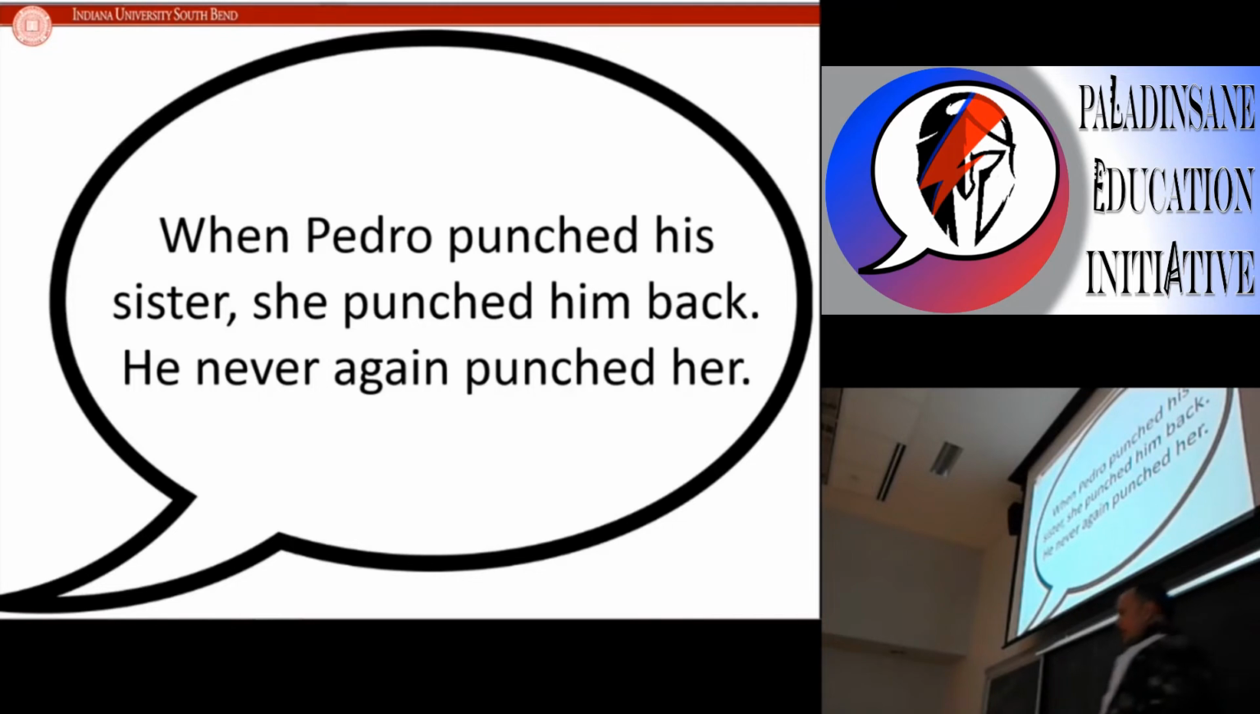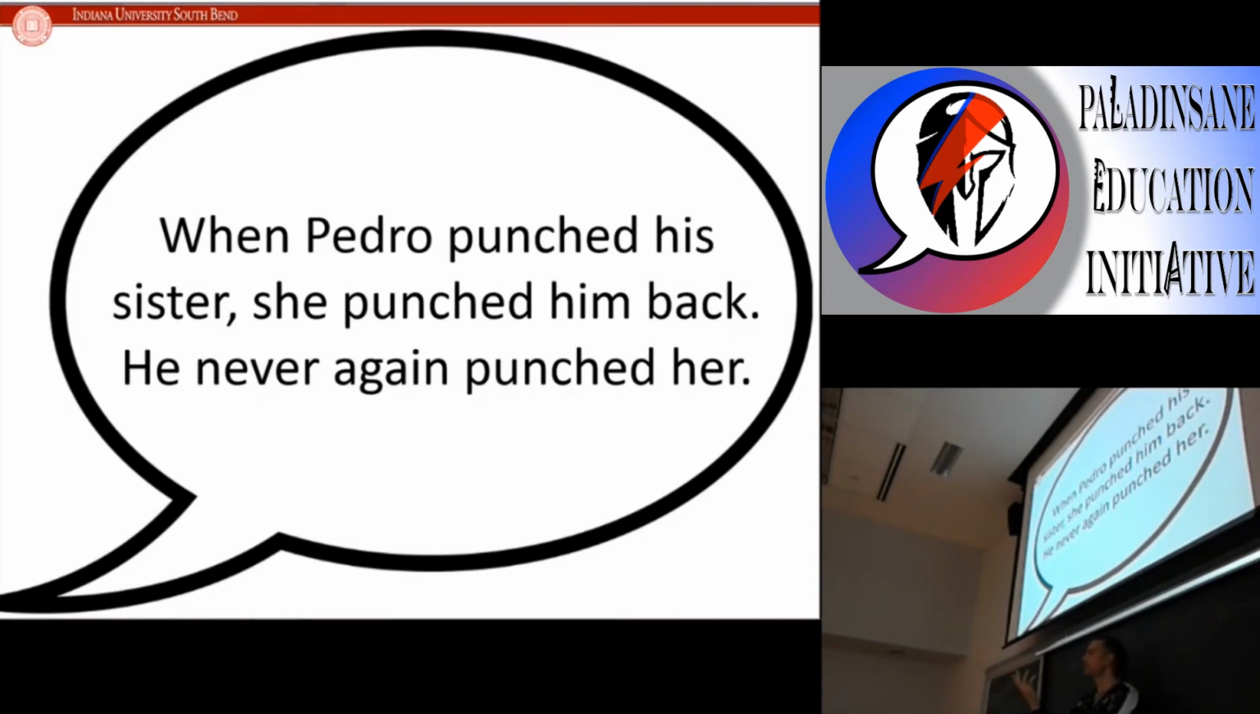All right, so let's take a look at this one. What is the behavior that has changed? Punching. Specifically, we have two instances of punching. Whose punching has changed? Pedro's. So Pedro's punching has changed. That's the behavior that is the target of this contingency. Has the punching increased or decreased? The punching has decreased, and so that is punishment.